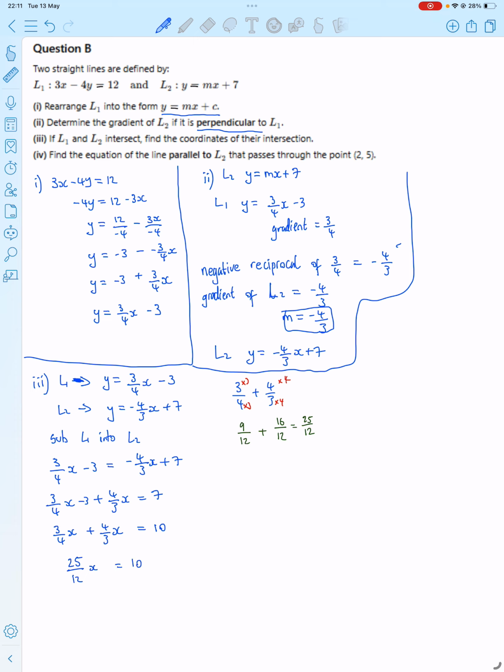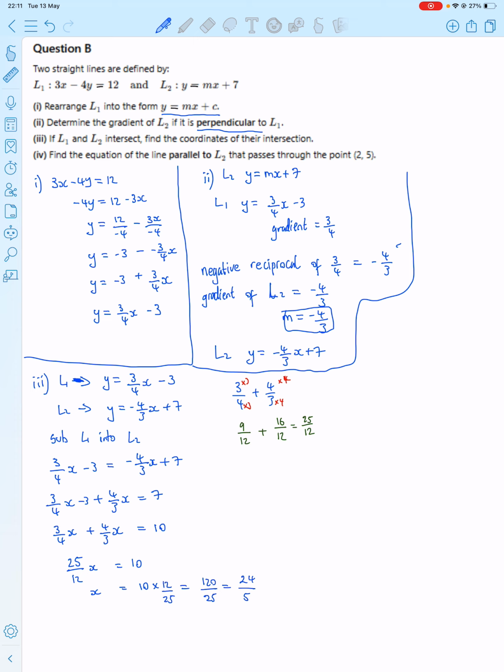Then to get x by itself, I'm going to multiply by 12 because it's divide by 12, and then divide by 25. So x is equal to 10 multiplied by 12, because that's the inverse of the divide by 12, and then divide by 25 because the 25 is being multiplied, which gives us 120/25. That can simplify, dividing both top and bottom by 5. That's going to give us 24/5. Great. So x is 24/5.